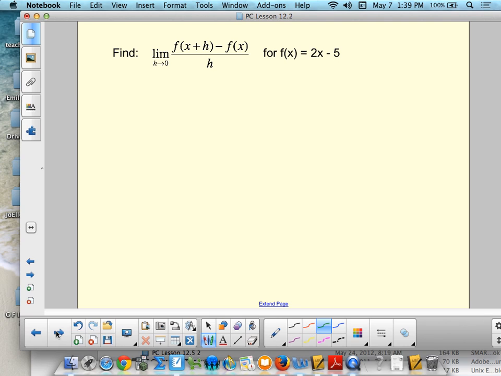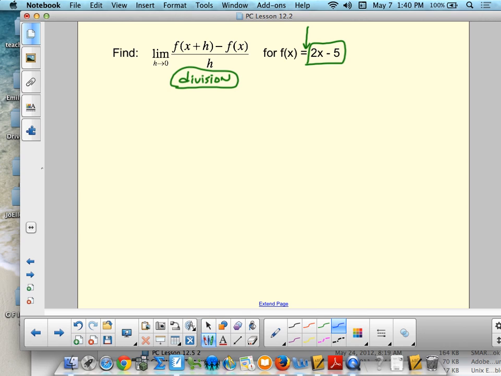Look, it's the same division problem. Same division problem with what function? Where's the function? 2x minus 5. Yeah, it's right where you see the equal sign. This is your function. Your function, f of x, is right here. That's your function.